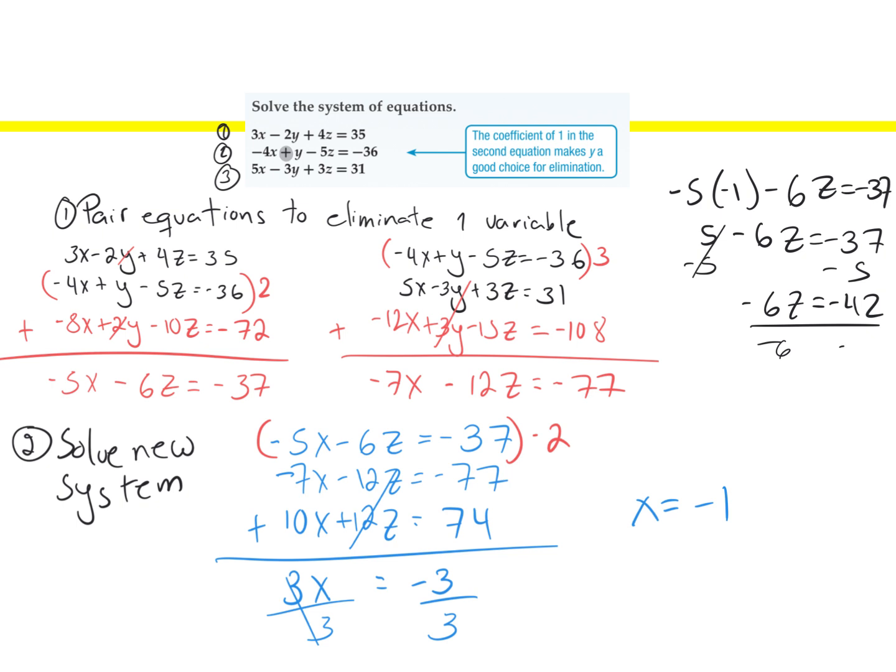I'll divide by -6, and we get that z is equal to 7. Now we have 2 out of the 3 variables. Now we have our x and we have our z. We're going to go ahead and plug it into, again, any of the original 3 equations. I'm going to choose the second one just because the y is by itself already. So I'm going to open a new slide.